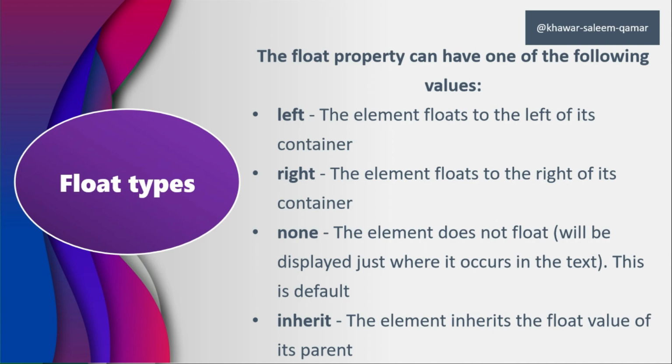Whereas in right, the opposite is done. The element which has the float property of right moves towards the right side, and other elements are moved towards the left side of the container. Whereas in none, which is the default value, no float property is applied to the object. It remains and is rendered inside our document according to the simple layout or simple sequence of elements. Whereas in the inherit property, the element inherits the float value from its parent. It behaves accordingly to the float value of its parent.